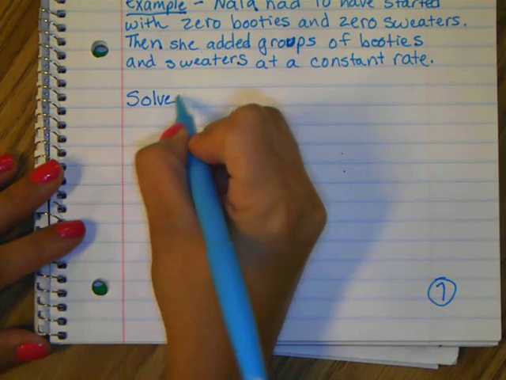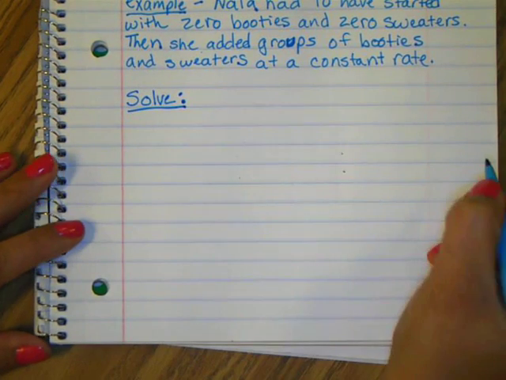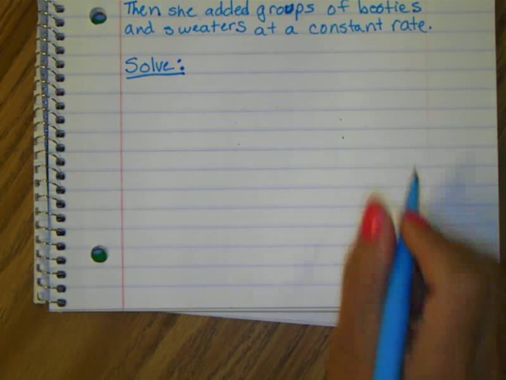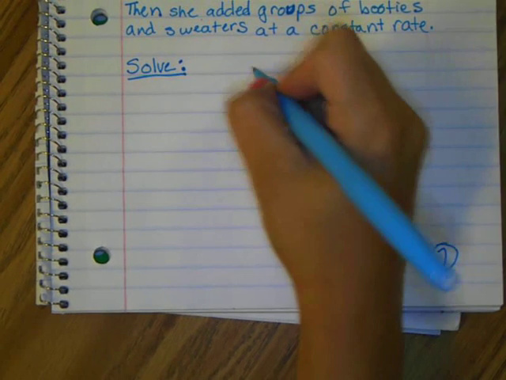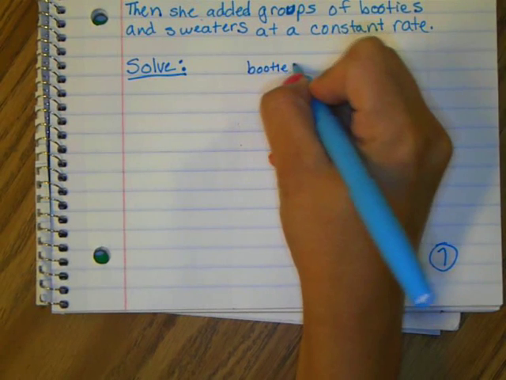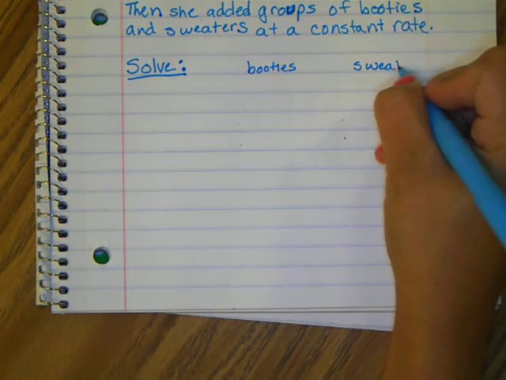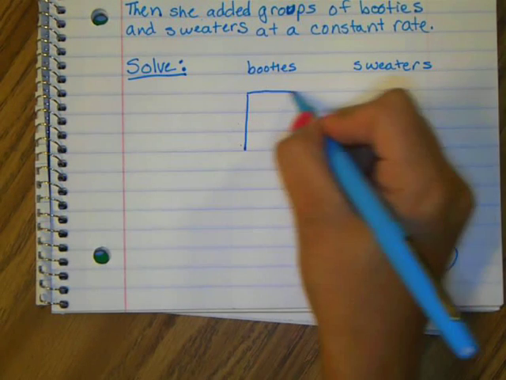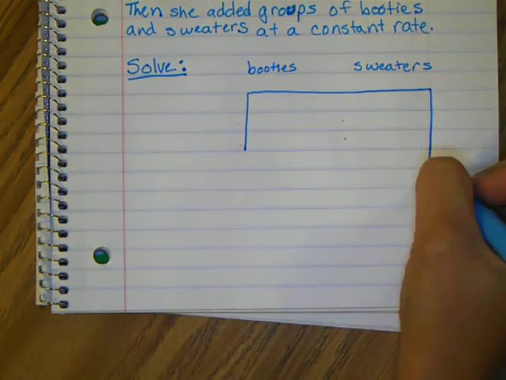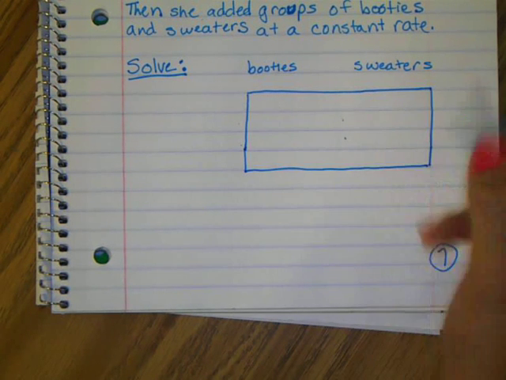The next thing you're going to have to do is you're going to have to solve it. So go ahead and write solve. And this one, Christian was already ready to solve it, I think, with a factor puzzle, right? Okay. So factor puzzles are so easy to use to solve these. So what are the two things that we're comparing in our proportion with Nala? Booties and sweaters. Yeah. So I'm going to label one side booties and the other side sweaters.